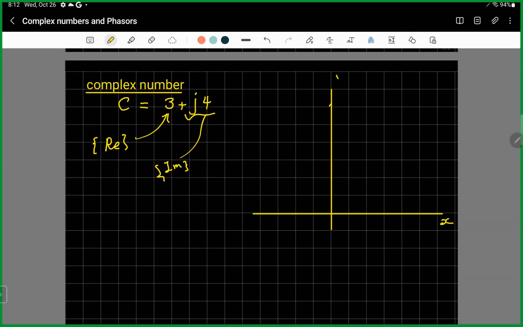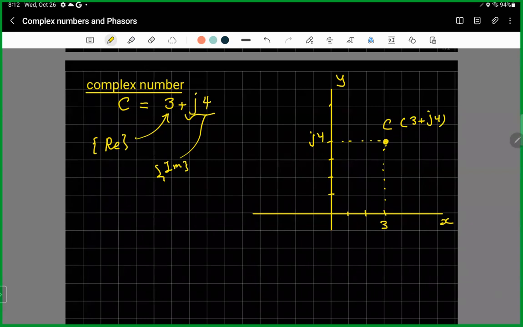That's the x-axis. That's the y-axis. One, two, three. So that's the real part. Three, and then you have one, two, three, four, j4. So the number goes up to here. So this is the number, C, which is equal to 3 plus j4. That's a complex number. Interesting. So that's the geometric representation of a complex number, right?